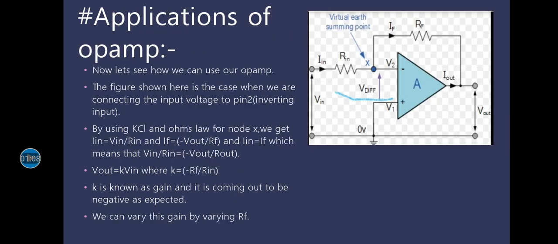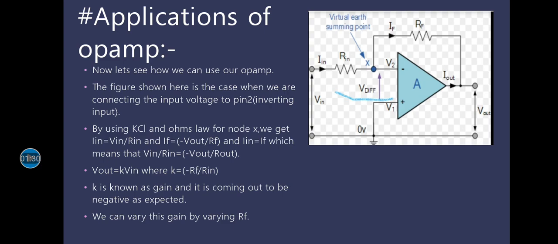Now before moving on to applications of operational amplifier, I would like to introduce how the inverting pin and the non-inverting pin works in an operational amplifier. So for that, I will connect the input voltage to inverting pin and I will ground the non-inverting pin.